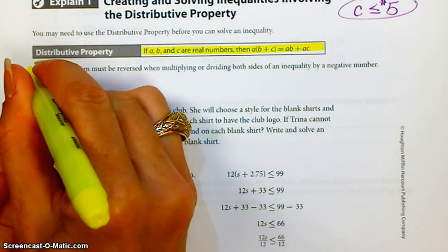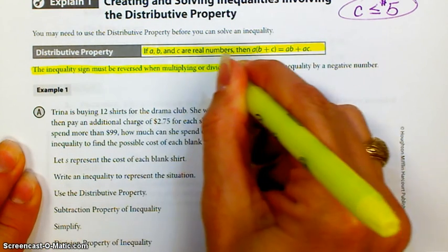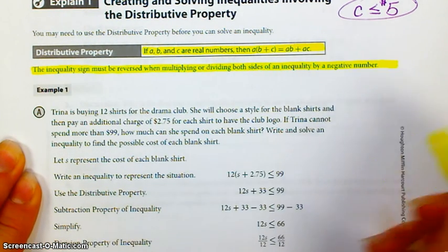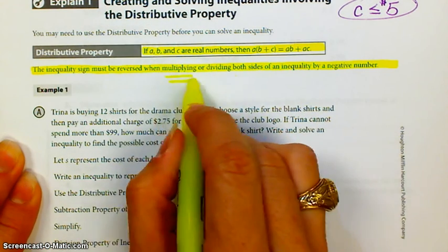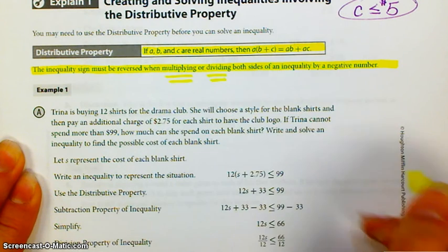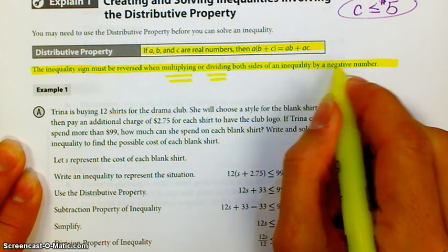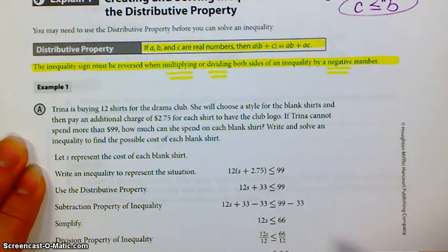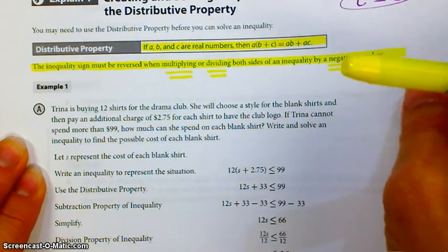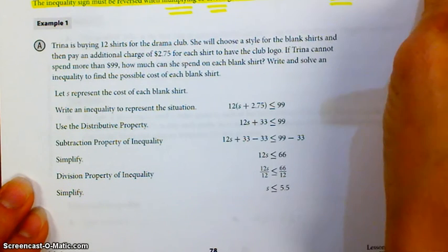This is really important. The inequality sign must be reversed when you are multiplying or dividing both of the sides of an inequality by a negative number. Keep that in mind. All right, let's just look at example 1. They've done it for us, but let's just talk ourselves through it.